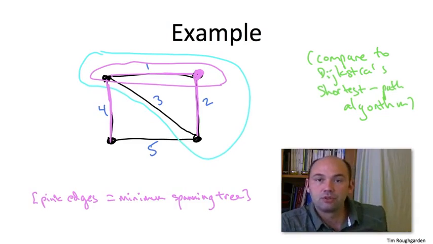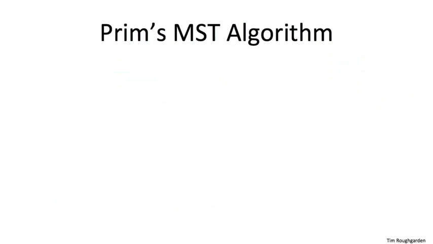So let's spell out the pseudocode on the next slide. So here is Prim's minimum spanning tree algorithm. We're going to start with just 2 lines of initialization. We're going to maintain a set of vertices capital X. This is meant to be the vertices that we span so far.